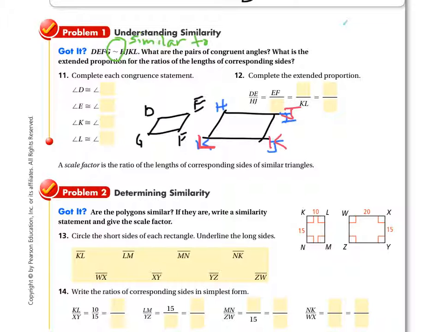All right, so again, double checking. So D should correspond to H, so D corresponds to H, right? E corresponds to J, E corresponds to the red J, we're looking at red. And F corresponds to K, and then G corresponds to L. So are we good? All right, so fill in the rest, if you haven't already.